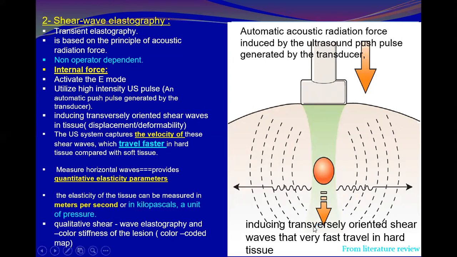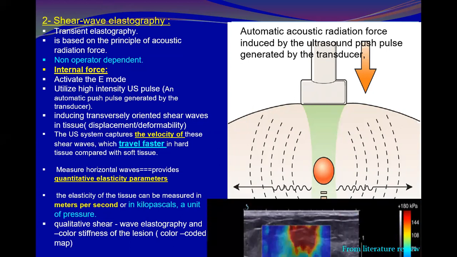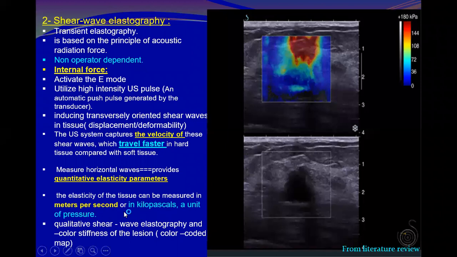And then the ultrasound measures the speed of these horizontal waves. That is why it is a quantitative elasticity parameter. The shear wave is quantitative, and the measurement is in meters per second or in kilopascals, a unit of pressure. You will see numbers here. When you see numbers in the color map, that means you are dealing with shear wave elastography, not strain elastography. You see?